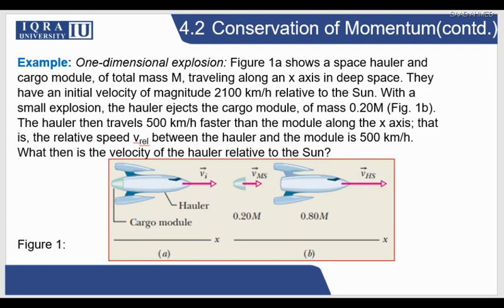Let's take an example of a one-dimensional explosion. Figure 1A shows a spacecraft and a cargo module of total mass m traveling along an x-axis in deep space. They have an initial velocity of magnitude 2100 kilometers per hour relative to the Sun. With a small explosion, the spacecraft ejects the cargo module of mass 0.20m, shown in figure 1A.